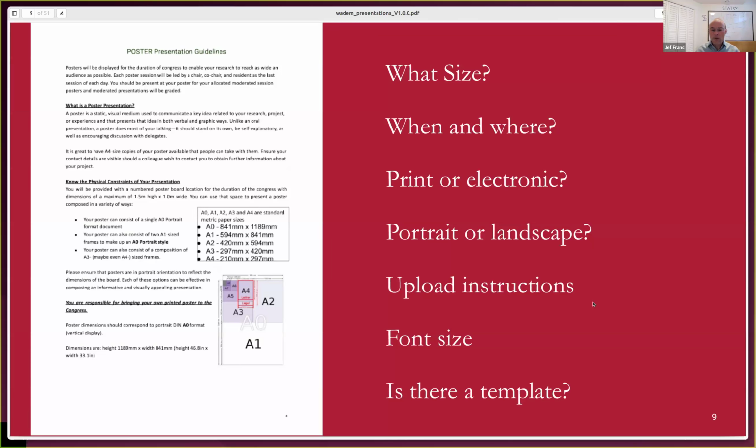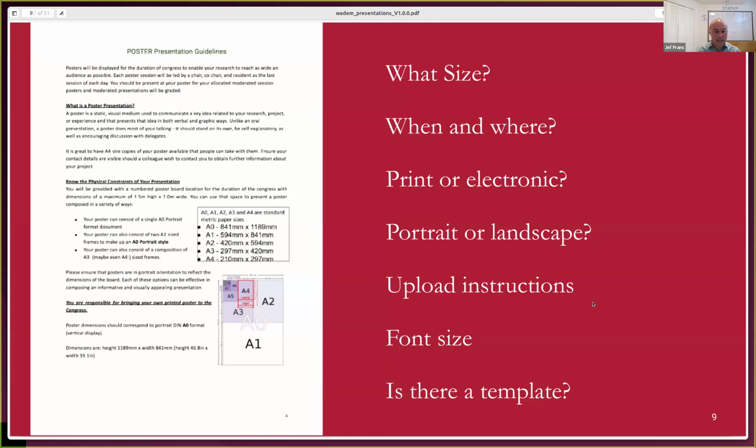If you're doing a poster, same thing. Look closely at those guidelines. What size is your poster? When do you need to have it ready? Where is it going to be displayed? Print or electronic? We're seeing probably about 50-50 with conferences about whether they're print or electronic. Watch for portrait or landscape format. It's super embarrassing to show up with a landscape poster and then find out the space you've been given is for a portrait-based poster. Look for upload instructions. If they give font size guidelines, I tend to follow them. It's sort of the decorum of how the other posters are going to look.